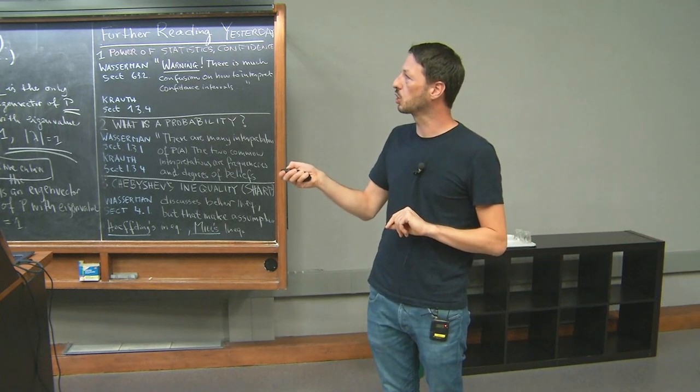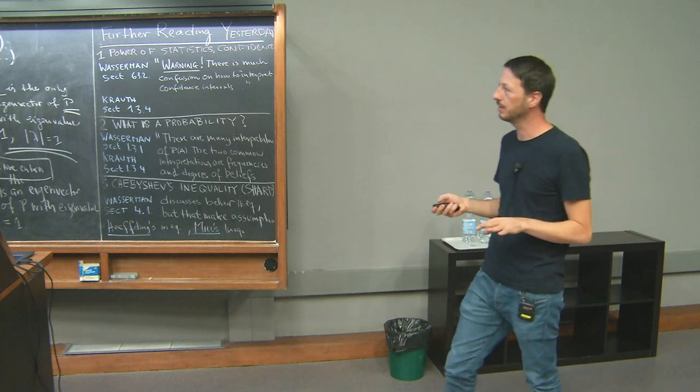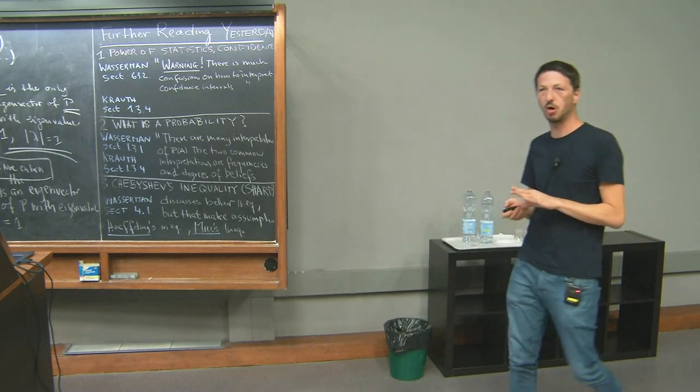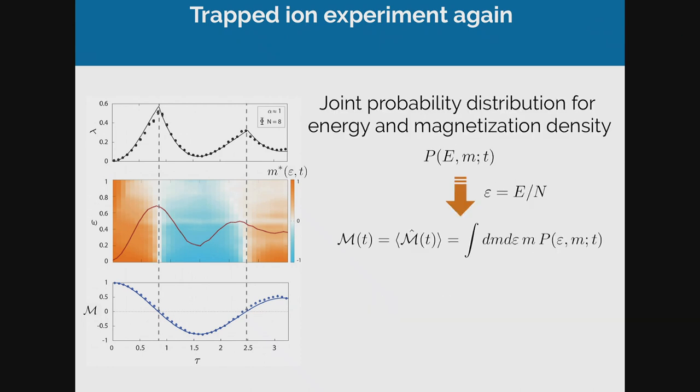Now, because these two operators commute, you can measure them simultaneously. And that is actually what has been done in the experiment. The experiment did a projective measurement of the energy, and afterwards measured the magnetization of that state. That's possible because those two operators commute. On a more formal level, when you have two commuting observables that you can measure simultaneously, there exists a joint probability distribution: when you fix some time t, there is a probability distribution that your state has energy E and some magnetization density, which I call M here.